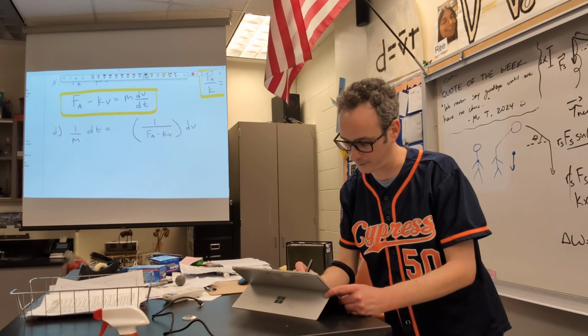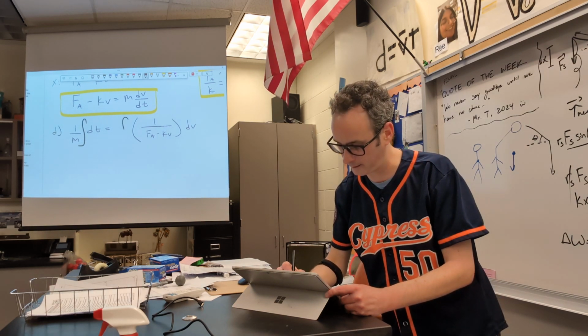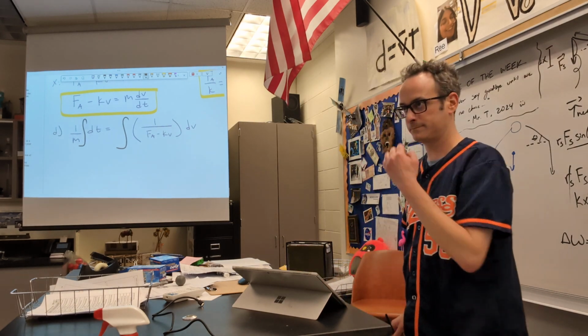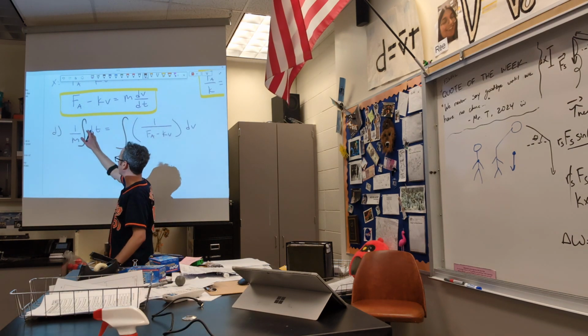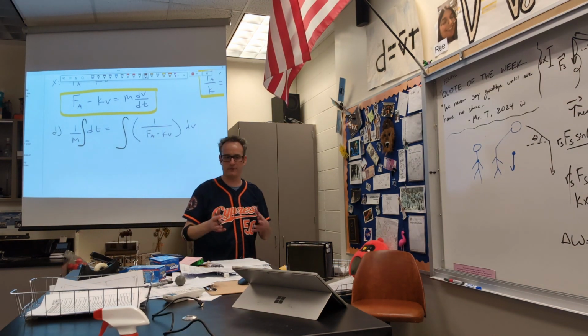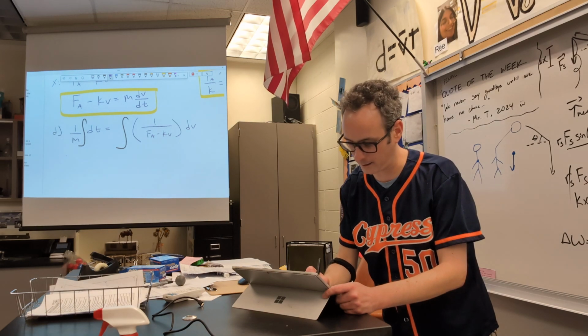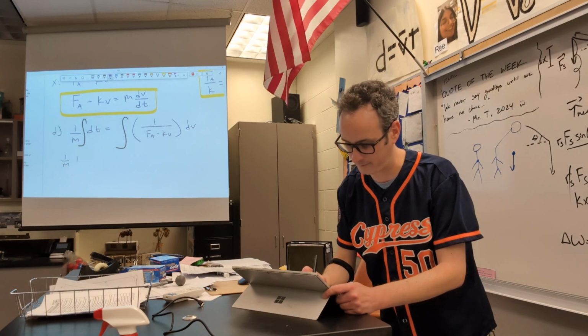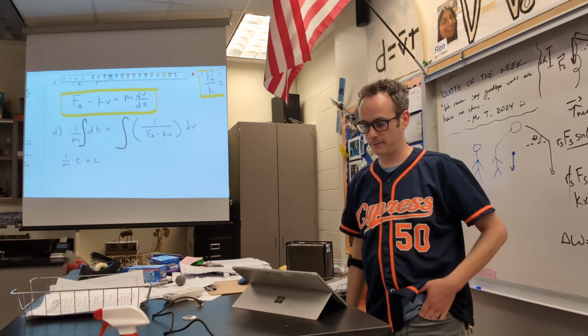And now I'm going to integrate both sides. The m is constant, so I'll just integrate here. And then here I'm going to integrate all this. I'll do the easy part first. 1 over m is constant. Integral of 1 with respect to time is just time. So it's going to be 1 over m t plus c. Again, I'm using the plus c method.